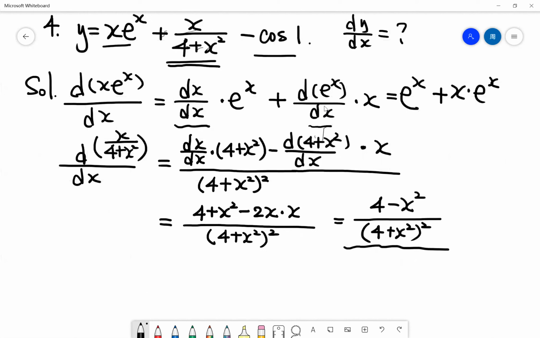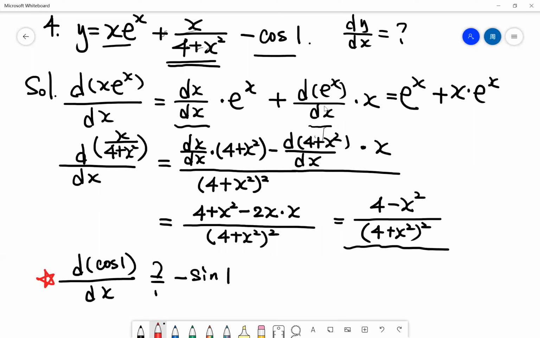And the last part, d cosine 1 by dx. Here I have a question. d cosine 1 by dx equals minus sine 1 from the formula. Is it correct, guys? No, Laoshi. Why? Because there is no x. It's not an x function. Good. So here you should pay attention to this part. Many students make mistakes here.